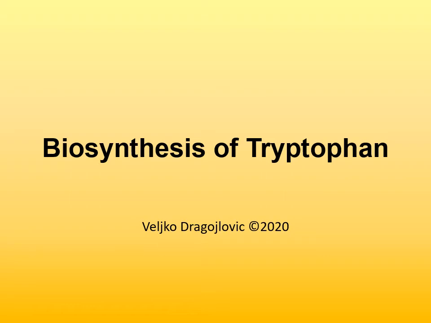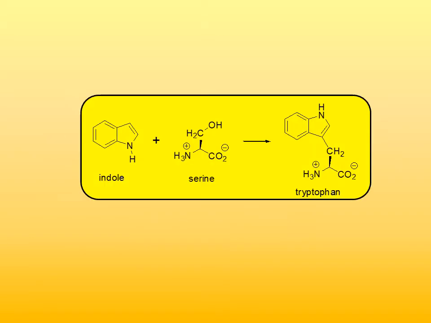We will examine biosynthesis of tryptophan as another example of mechanism of action of enzymes. In living organisms, tryptophan is synthesized from indole and serine. Indole replaces the hydroxyl group of serine and is attached to the carbon of the side chain of serine through a carbon-carbon bond.